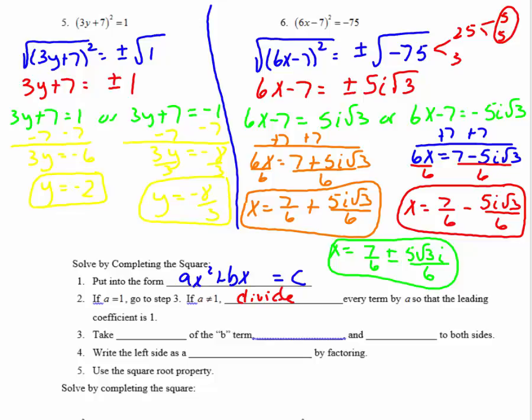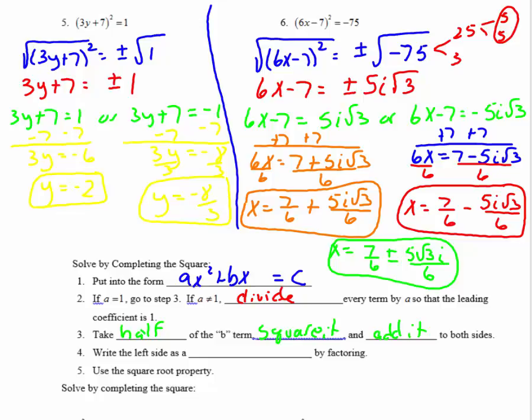Then you're going to do some steps. The next step, step 3, is to take half of the b term, so divide it by 2, half of the b term, square that number, so whatever you got when you divided by 2, you're now going to square that number, and then add that number to both sides. That's going to keep your equation balanced. Now, why do we do those crazy steps? Because the left-hand side should be able to be written as a perfect square by factoring.